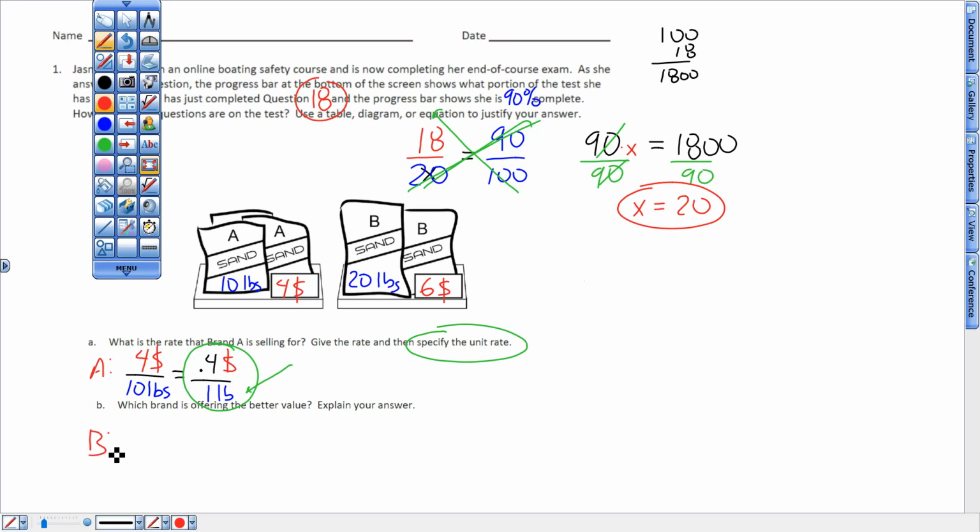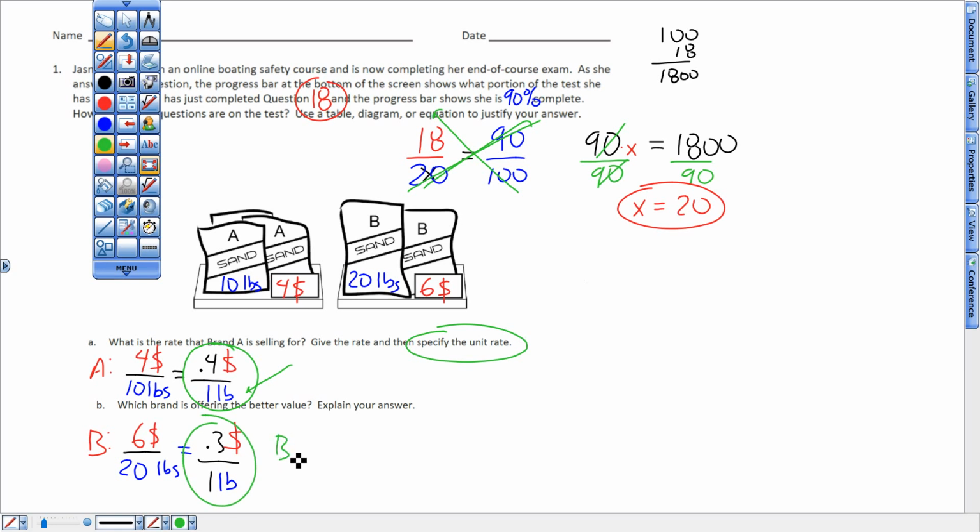So B is $6 for every 20 pounds. If I divide that top number by the bottom number, it's going to give me 0.3. So that means brand B is 30 cents for every 1 pound. So you can see a little bit lower than brand A. Which brand is better? Brand B.